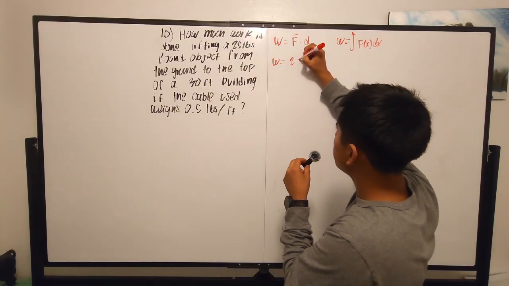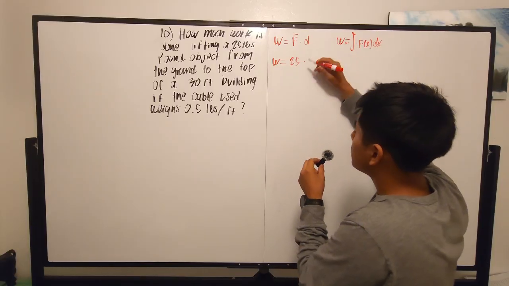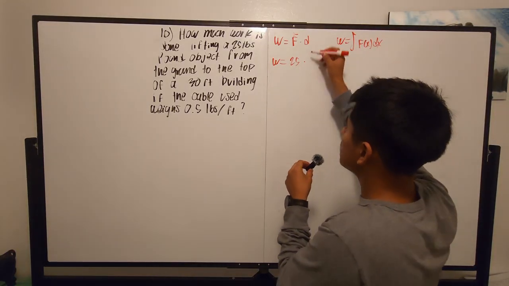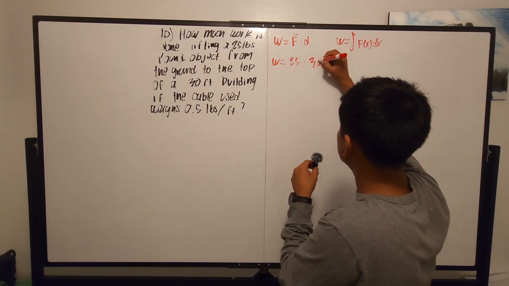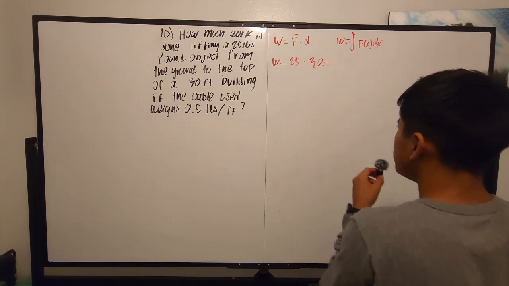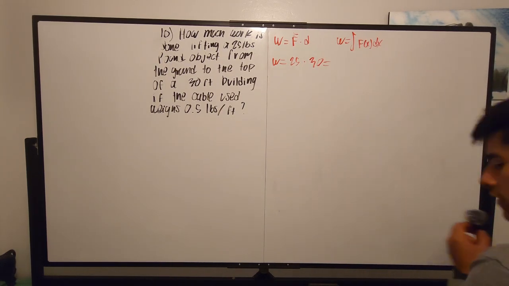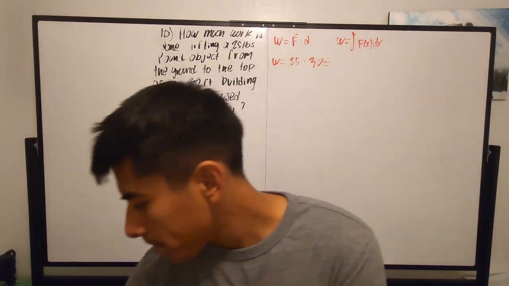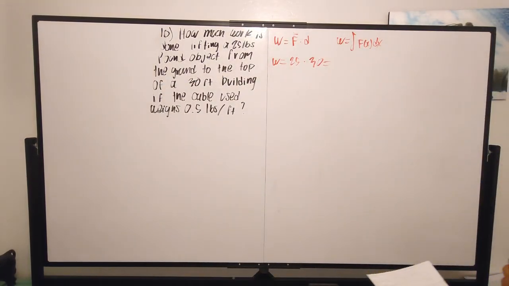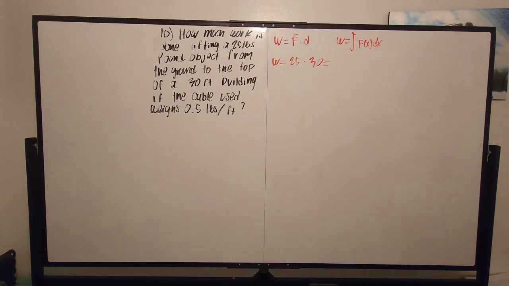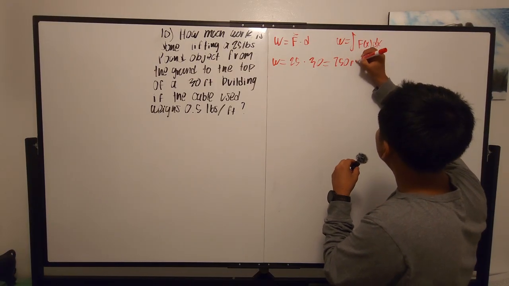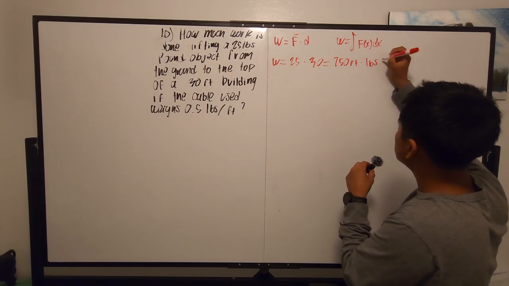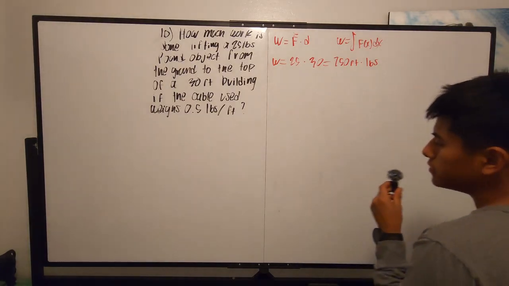So that's just going to be 25 times, I'm going to keep the units out for right now, 25 times the distance that it goes up. It has to go up 30 feet. So that's 25 times 30, which is going to give you, I believe, 750 foot pounds of work. That's just for the object.